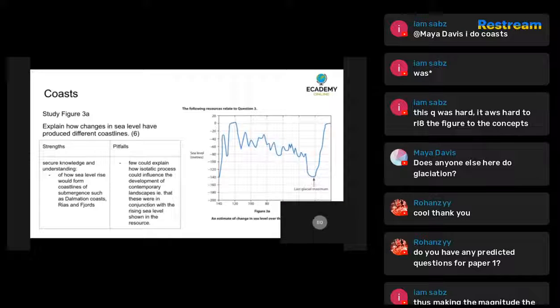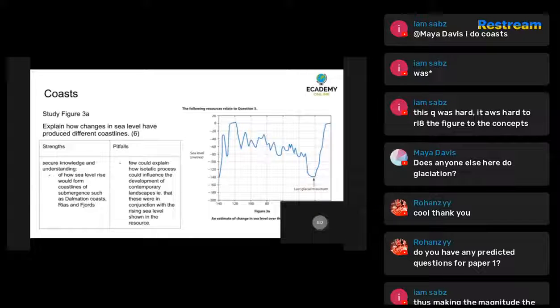Okay, so this is really important. Remember here in this question it says explain how. Okay, and Maya, you can apply this to glaciation. I know this is not a glaciation question here, but it's essentially the same thing, right? So explain how, and then you can replace this with a glaciation issue. Okay, how changes in glacial movement, perhaps, or glacial extent, for example, have produced different landforms.